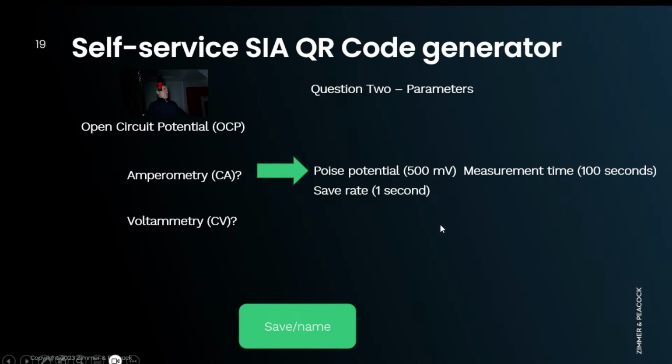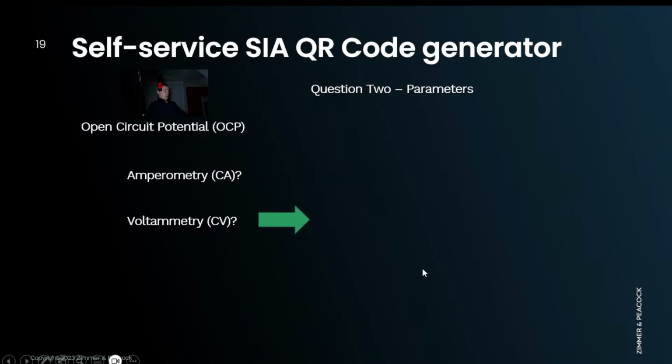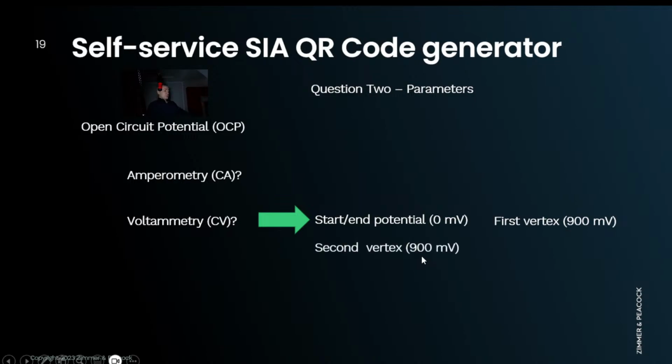But we do understand that people might want to self-service on this, and then they'll have to have their own QR code generator. That's something we're working upon, but at the moment it's not there. Some assays are run by voltammetry. With voltammetry, there's a start and end potential. There's a first vertex, what potential do I go to in the first stage, what potential do I go to in the second stage, what's my scan rate and number of cycles.